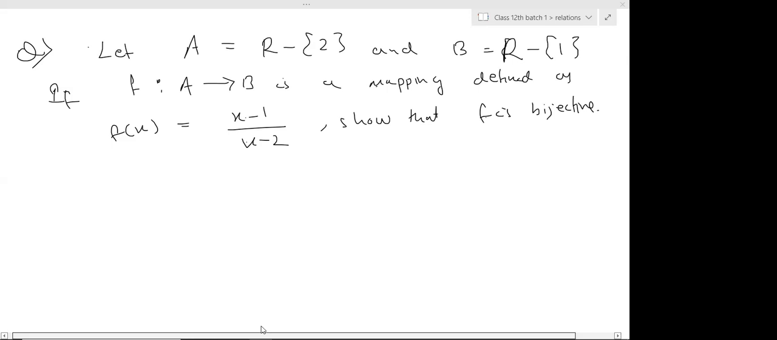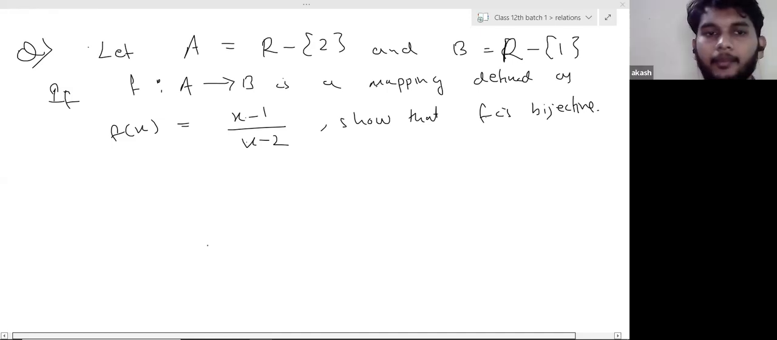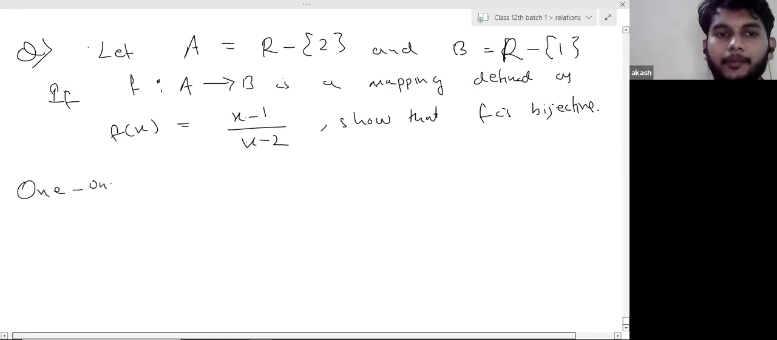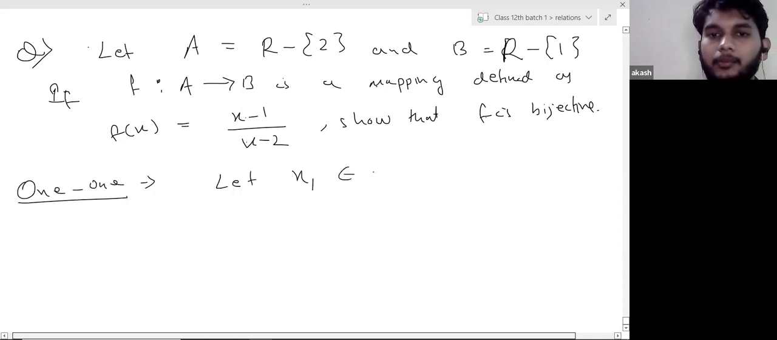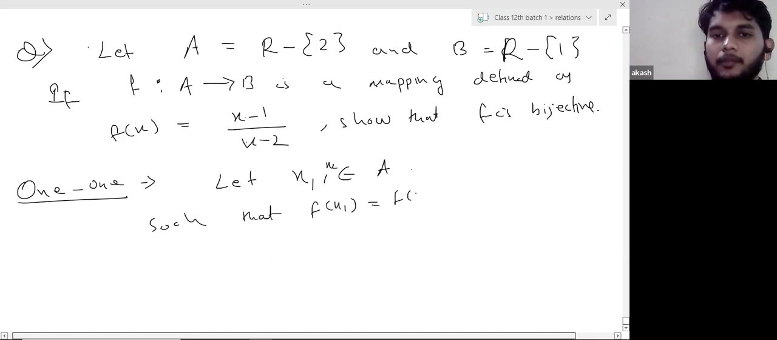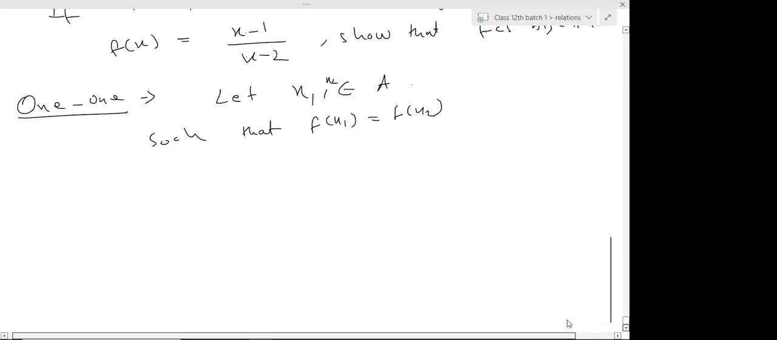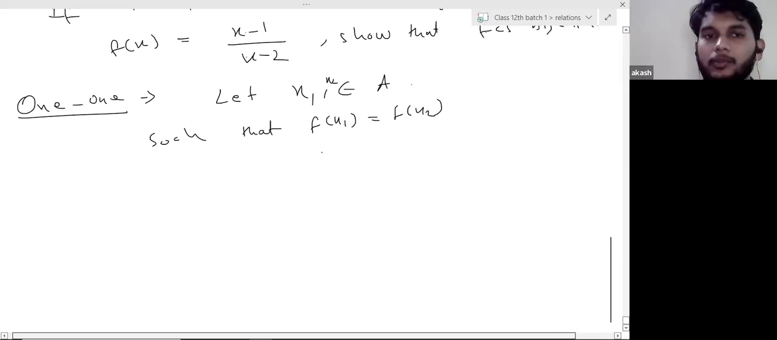Sir, can you solve it? All right. So how to check one-one function? Let x1, x2 belong to A such that f of x1 equals f of x2. Ishan, remember this method? Yes, sir. All right, everyone, I hope you remember this method. To check one-one, f of x1 equals f of x2.